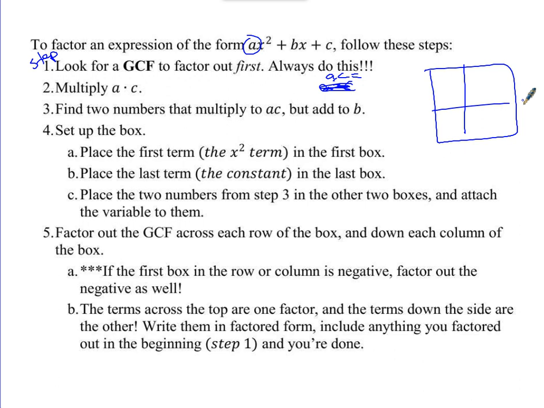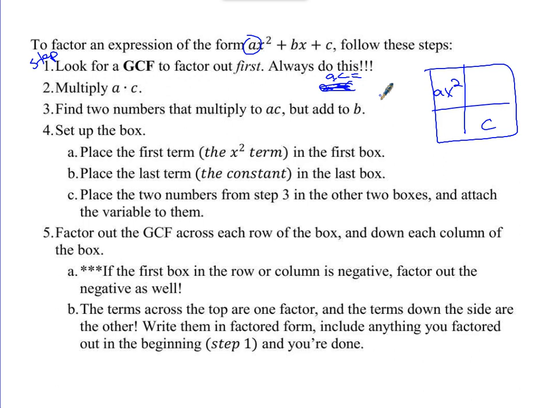But now for part A, it says place the first term in the first box. So that's the x squared term. This guy right here goes in the first box. Part B, place the last term, the constant term, in the last box. That's your letter C right here. So that C is going to go in the last box. Then place the two numbers from step 3, these two numbers that you picked and wrote down right under that AC.